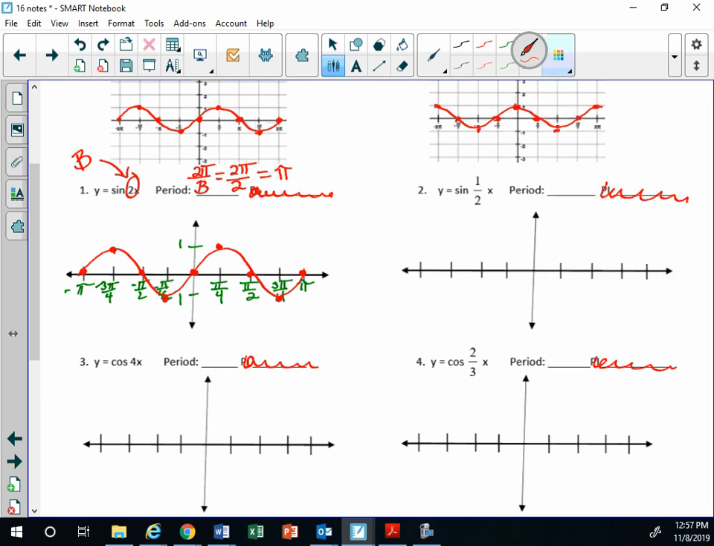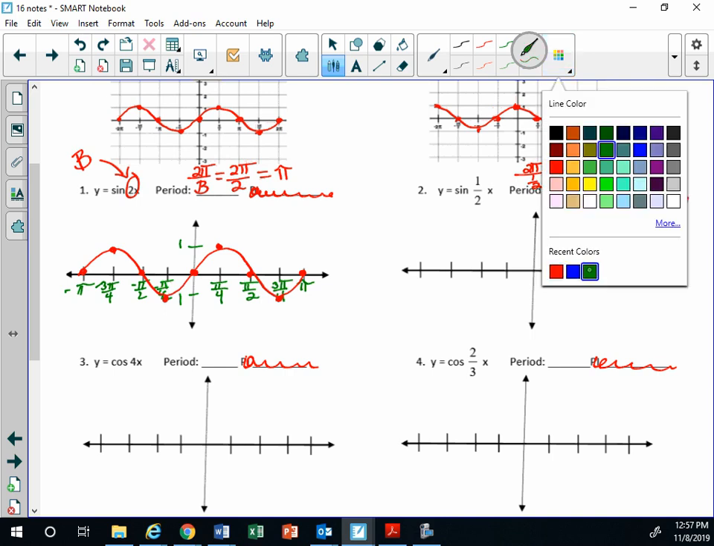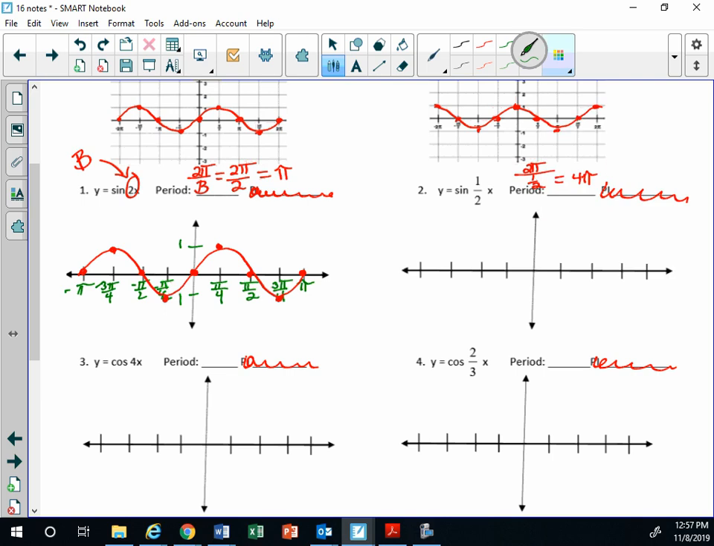What is the b value this time? 1/2. So what is 2 pi divided by 1/2? 4 pi. So that means you'd only see half of the graph by the time you get to 2 pi. Okay. All right, so that last tick mark is going to be 4 pi. That's so easy to do, just 3 pi, 2 pi, 1 pi, 0 pi.